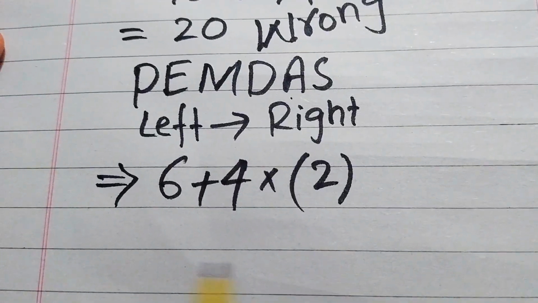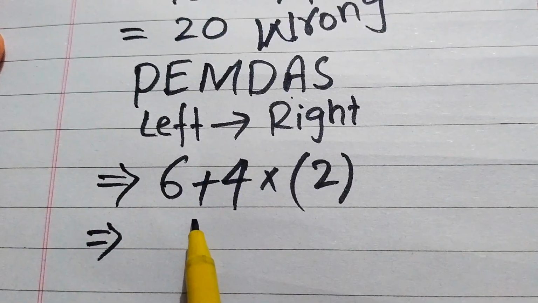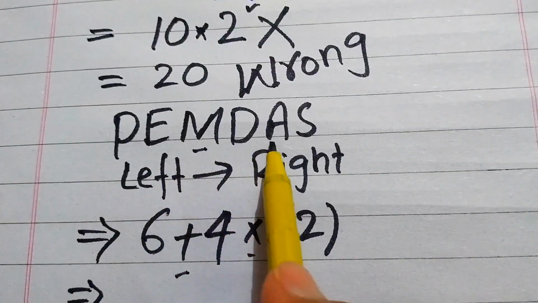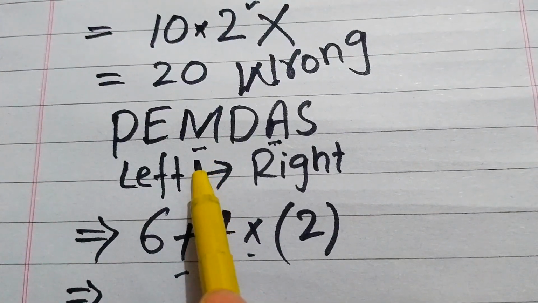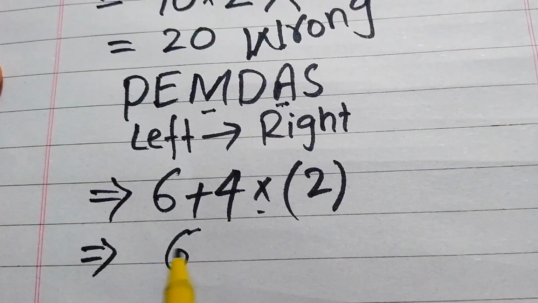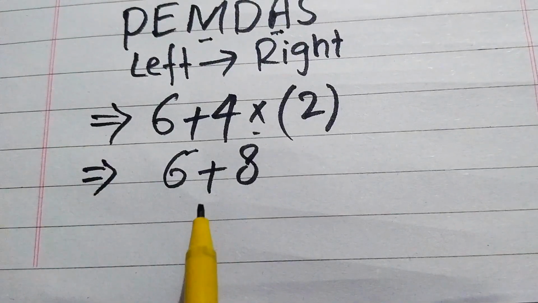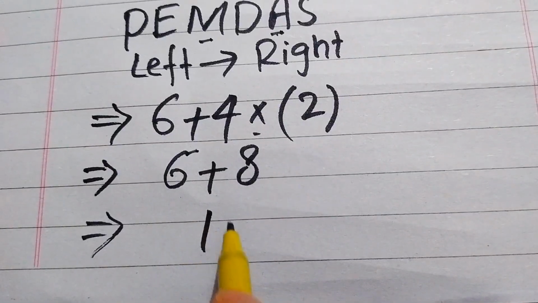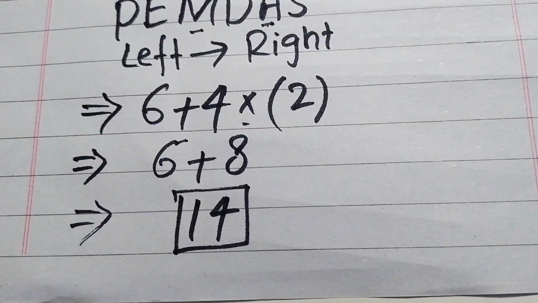Now we have solved the parentheses, and again we see two signs, the addition sign and the multiplication sign. This is multiplication, this is addition. Multiplication has first priority, and then we solve our addition. So 4 times 2 becomes 8. Now we have only one sign, and that is the addition sign. So we have 8 plus 6 becomes 14. So this is our final answer of the given question.